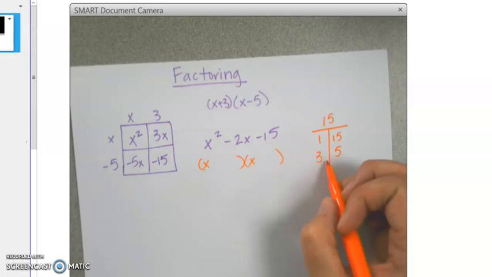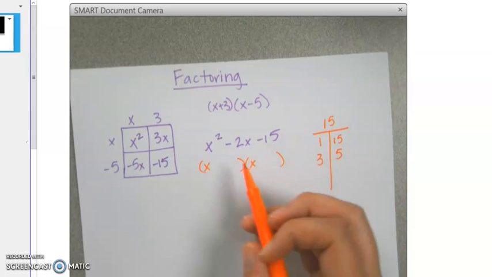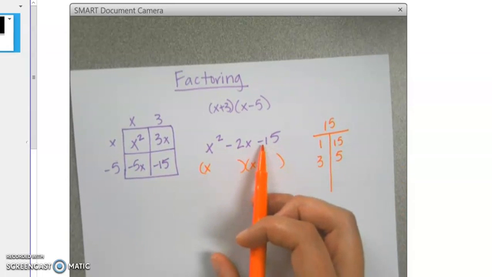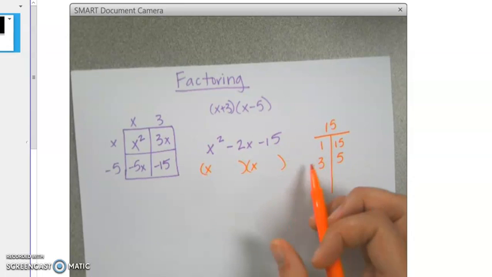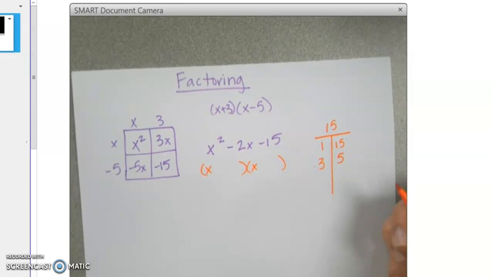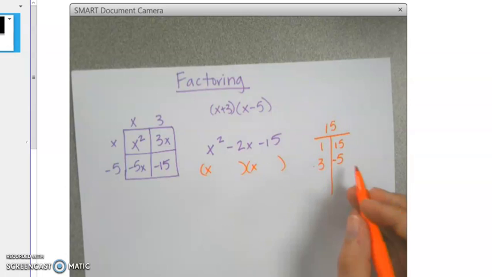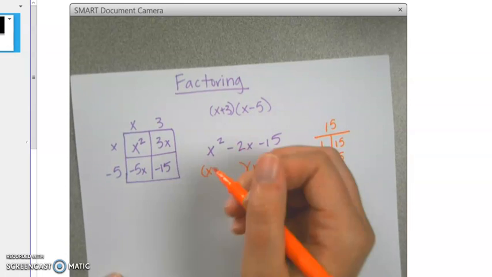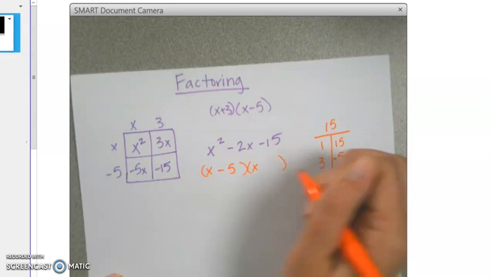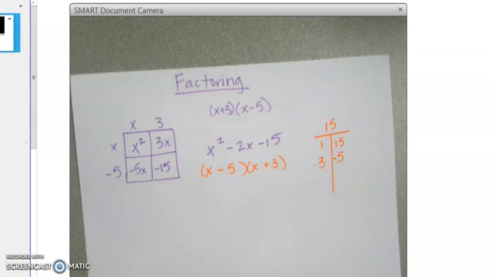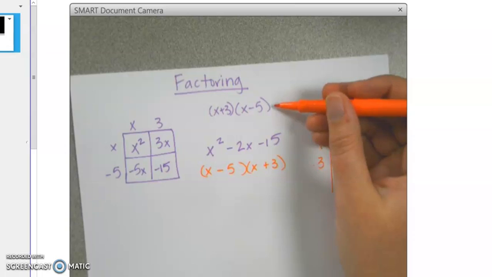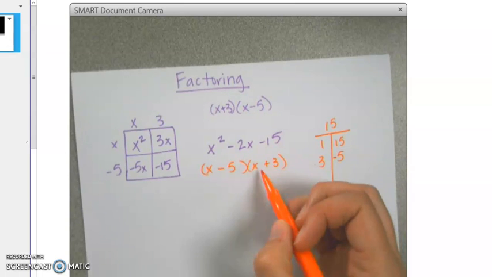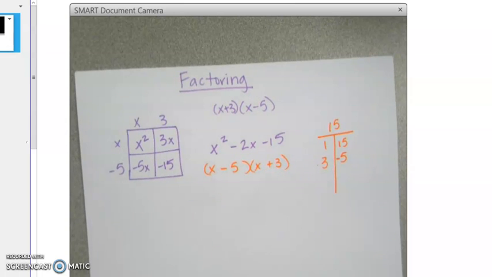Now, 3 plus 5 doesn't because that makes 8, but you got to remember this is negative 15, so one of these has to be a negative. So if you think about it this way, negative 5 plus 3 would make negative 2. So that means my factors are negative 5 and positive 3, which we already knew because we started with those, but now you can see how to break it down. So let's do another example.